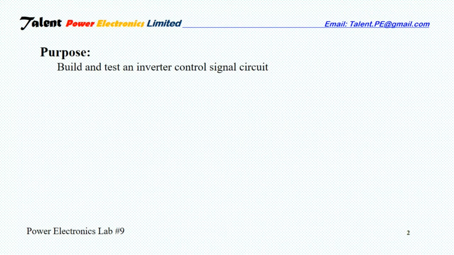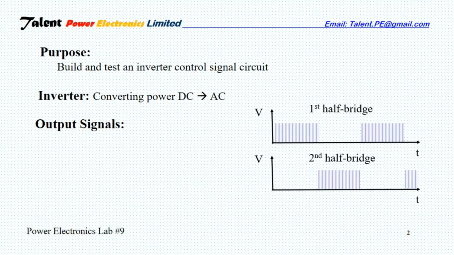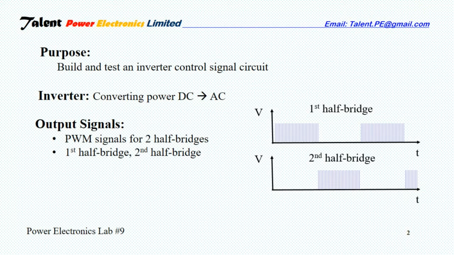The purpose of this lab is to build and test a circuit which generates control signals for an inverter. An inverter is a circuit converting power from DC into AC. The output control signals of this lab are two PWM signals, which will be used in Lab 10 to control two half bridges. Each signal will control one individual half bridge.